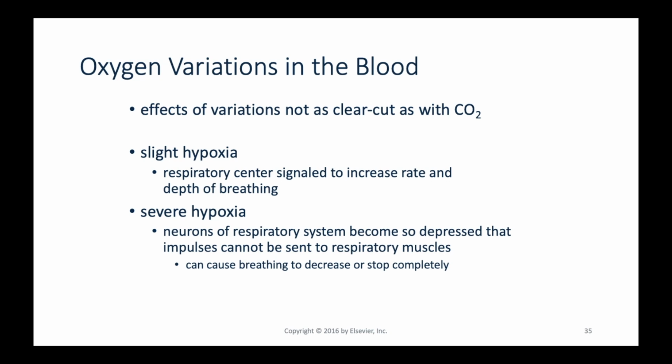Oxygen variations in the blood, the effects of variations, they're not quite as clear as with CO2. With slight hypoxia, so a lack of oxygen to some degree, the respiratory center is, of course, signaled to increase the rate and the depth of breathing. And we see this in any animal who's having difficulty acquiring oxygen. We always see an increased respiratory rate, so they're trying to bring in more oxygen to a body that's possibly failing them. With severe hypoxia, the neurons of the respiratory system become so depressed that impulses can't even be sent to the respiratory muscles. So this can cause breathing to decrease or stop completely.